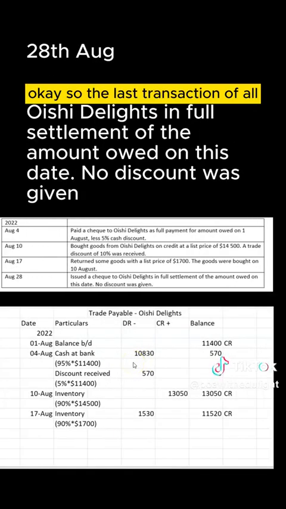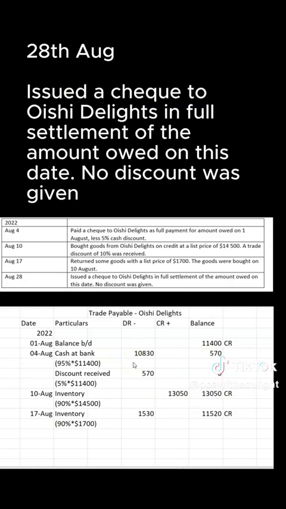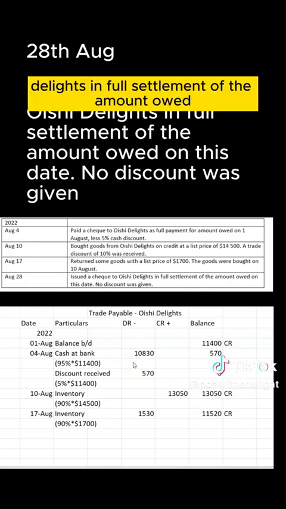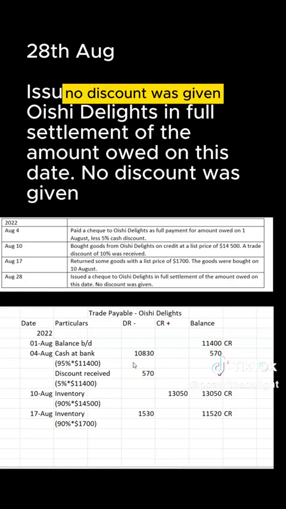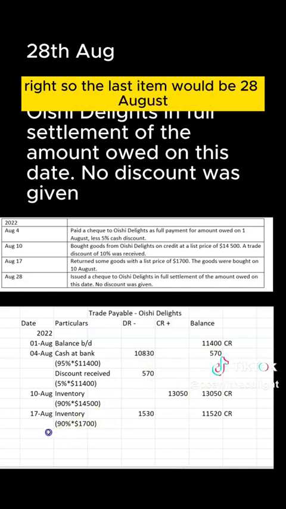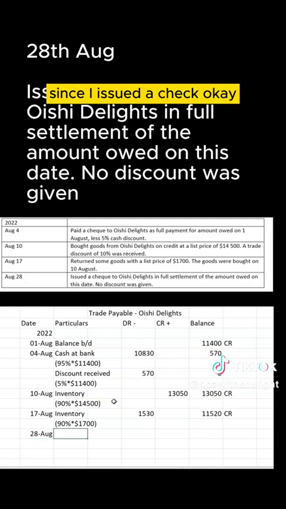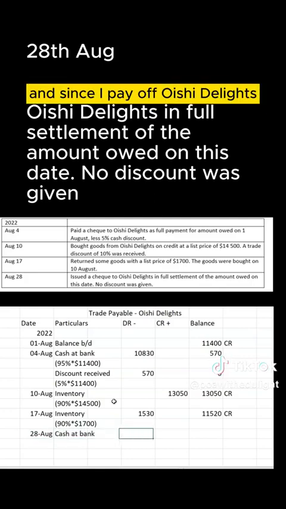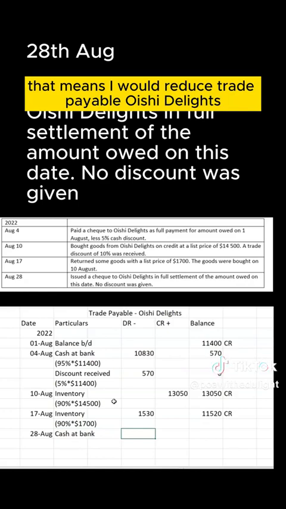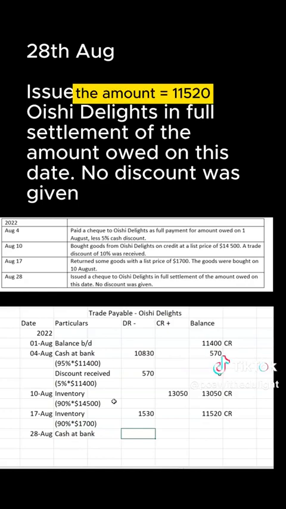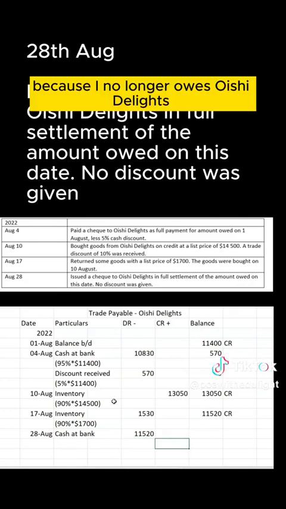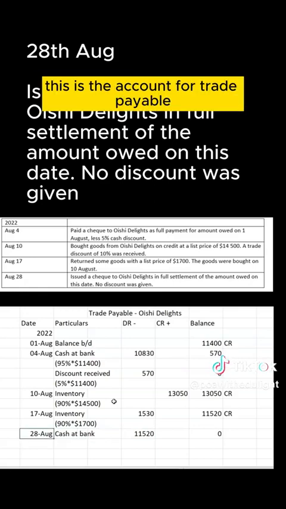Okay, so the last transaction of all is on August 28. Issue a check to Oishi Delights in full settlement of the amount owed on this day. No discount was given. So in other words, there's no cash discount, no trade discount. Obviously no trade discount because we're not buying anything, right? So the last item would be 28 August. Since I issue a check, it will be cash at bank. And since I paid off Oishi Delights, that means I would reduce trade payable Oishi Delights, the amount being 11,520, because I no longer owe Oishi in full settlement given. So that's it. This is the account for trade payable.